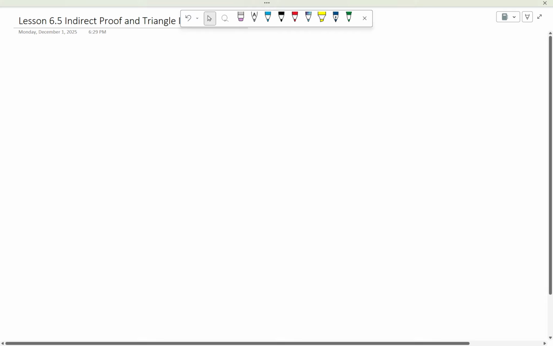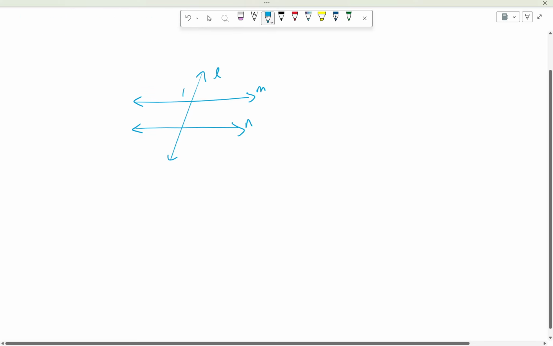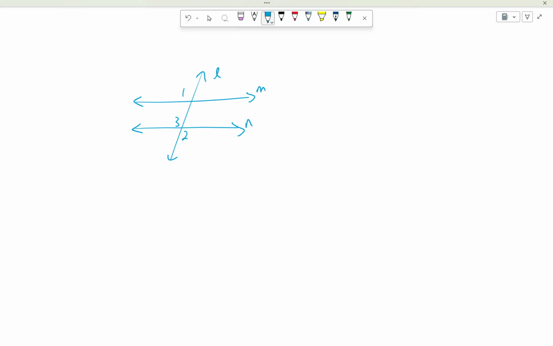Okay, so here we go. We're going to start here with a little two-column proof, the same way that we've done previously. So I'm going to have lines L, M, and N, and then some angles, which I'm going to label 1, 2, and 3. Here's what we're going to show: we're going to have this given, where line M is not parallel to N, and what we're going to prove effectively is that angle 1 is not congruent to angle 3.